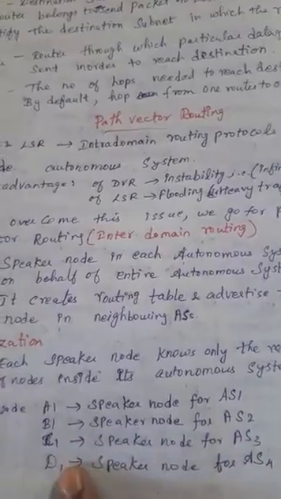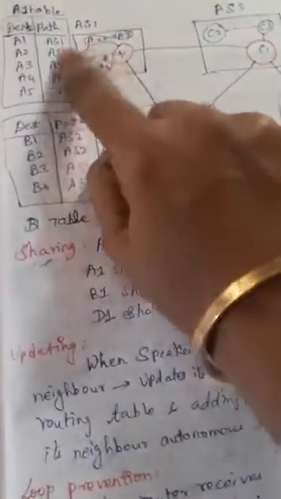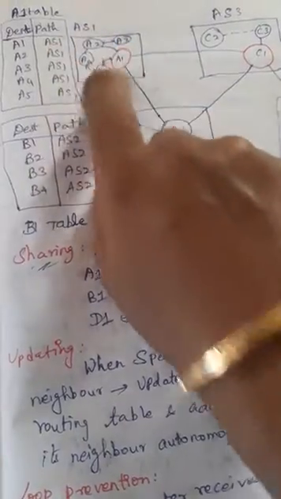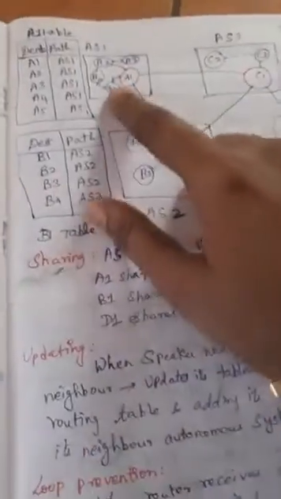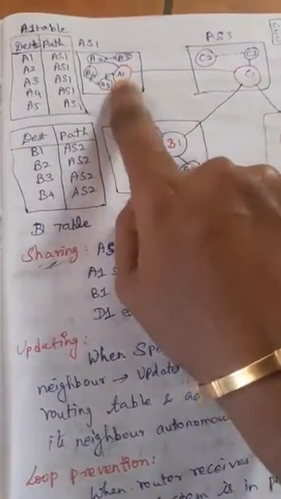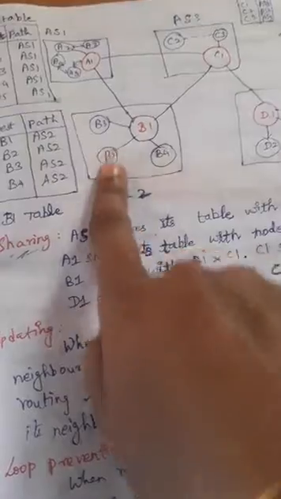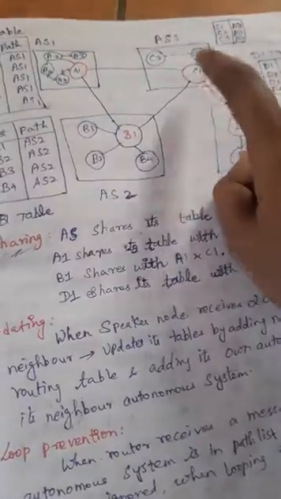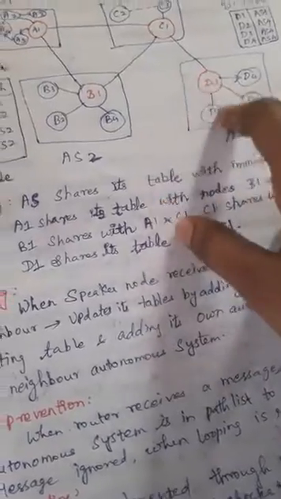For example, A1, B1, C1 and D1 are the speaker nodes. As we saw, an autonomous system is a collection or group of routers within a single administration. Here we have 5 routers, A1, A2, A3, A4 and A5. We have taken A1 as the speaker node which shares information with the neighboring autonomous systems, that is AS3 and AS2. In AS2, B1 is the speaker node. For AS3, C1 is the speaker node, and for AS4, D1 is the speaker node.